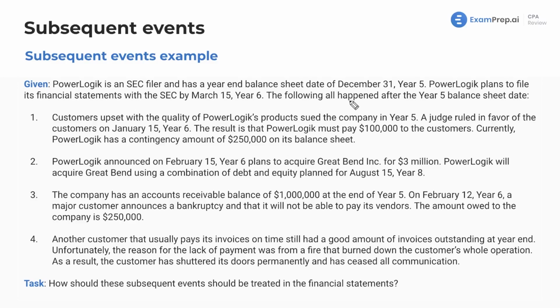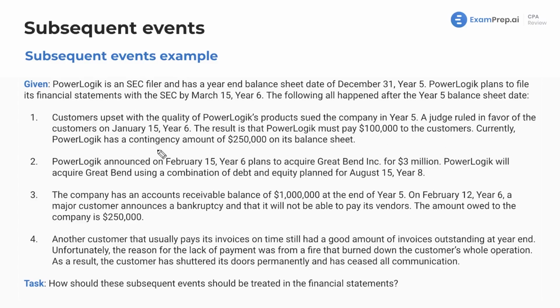The following all happened after the year 5 balance sheet date. Oh, man, why do things have to happen? This sounds exhausting. All right, first, upset customers. You hate to see it. Customers were upset with the quality of the company's products and sued the company in year 5. A judge ruled in favor of the customers during the subsequent event evaluation period. The result is that PowerLogic must pay $100,000 to the customers.